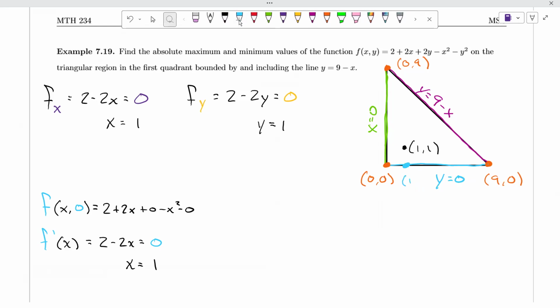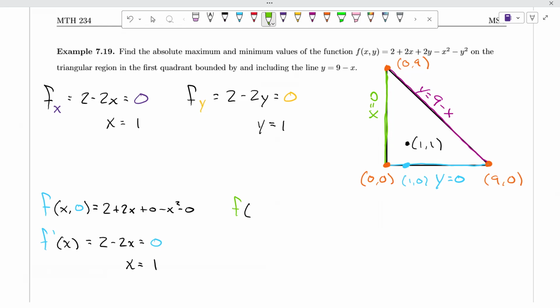Slide that out of the way. This is 1, 0. Up a little more space. I can see I'm going to need that out of the way too. So I've got one critical point along the blue boundary line. I'll go get the green line next.